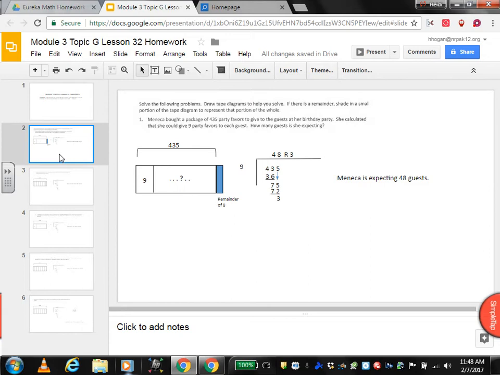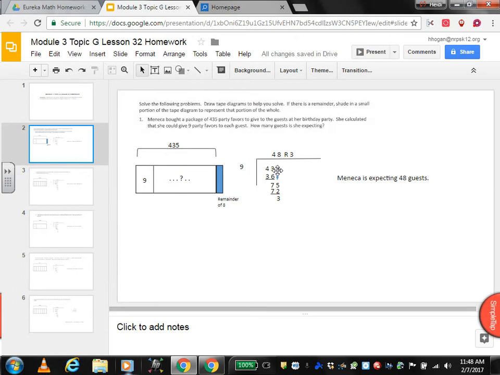Okay, so you're going to draw a tape diagram and solve. If there is a remainder, shade in the small portion of the tape diagram to represent that portion of the whole. So, Menica bought a package of 435 party favors to give to the guests at her birthday party. She calculated that she could give 9 party favors to each guest. How many guests is she expecting? We don't know how many guests, but we know that each guest is going to get 9 party favors.